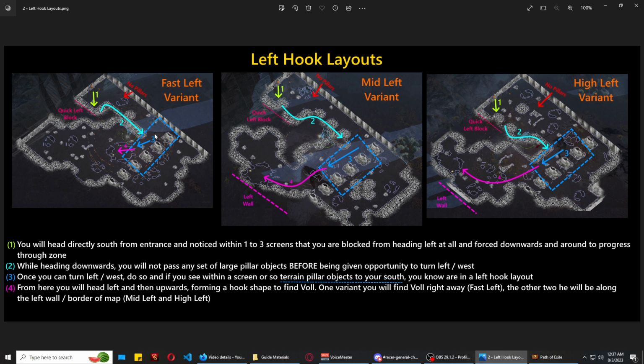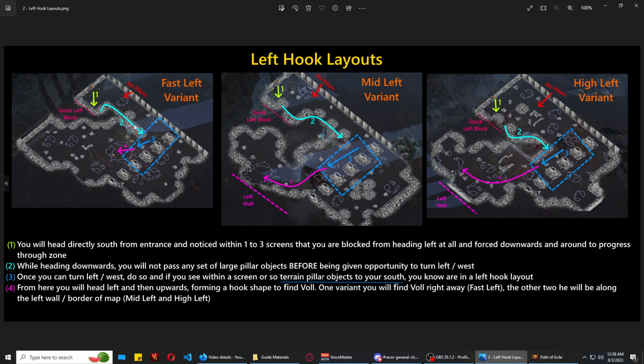We will see the pillars once we're able to essentially turn left after the wall. So as soon as we get past this wall and we're able to take our first real, insignificant left in the map, you'll see pillars just to the bottom of your screen. If you see these pillars, you know you're going to be in a left hook layout.